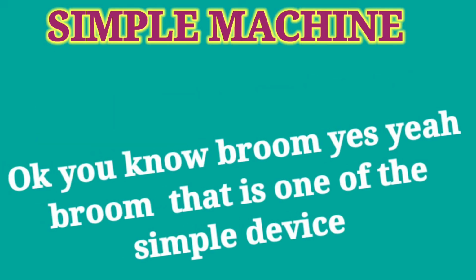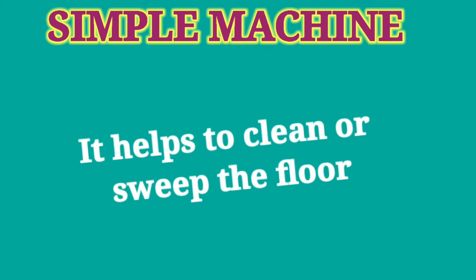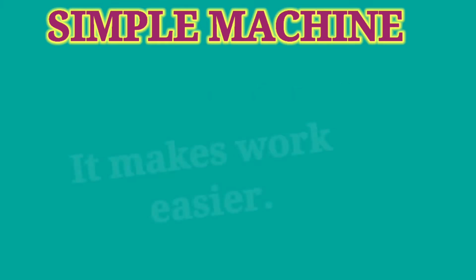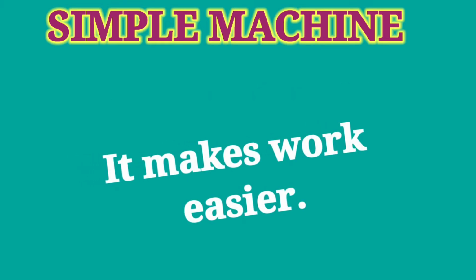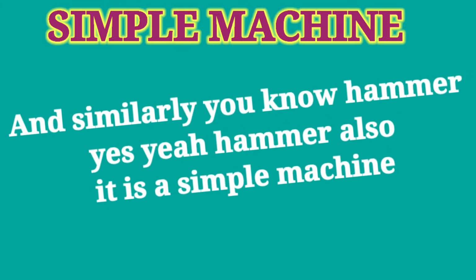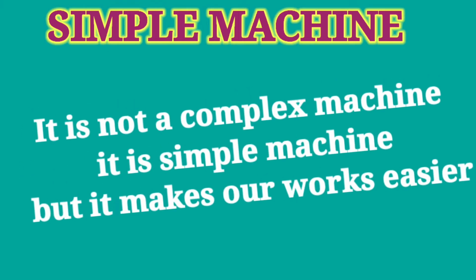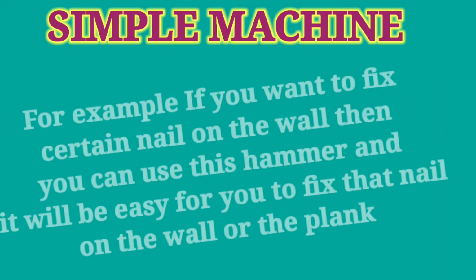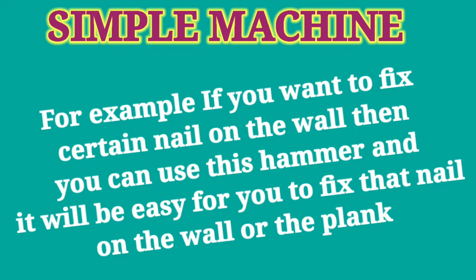Broom, that is one of the simple devices. It helps to clean or sweep the floor. It makes work easier. Similarly, hammer. Yes, hammer also is a simple machine. It is not a complex machine. It is a simple machine, but it makes our work easier. For example, if you want to fix a certain nail on the wall, you can use this hammer and it will be easy for you to fix that nail on the wall or the plank.